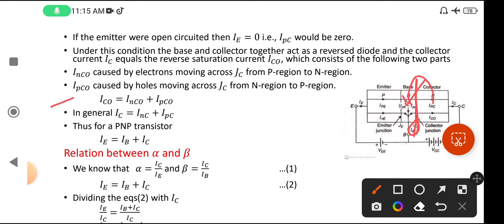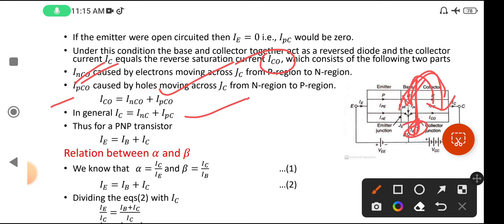Next, IPCO is caused by holes moving across the junction. It is the same here, but in the opposite direction, from the N region to the P region, from base to collector. Then ICO can be written as the combination of these two. In general, by removing the O term, IC equals INC plus IPC.